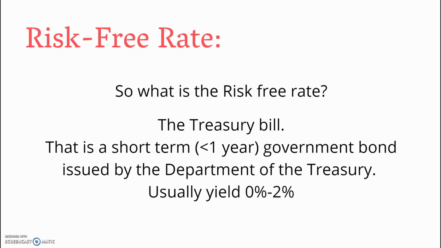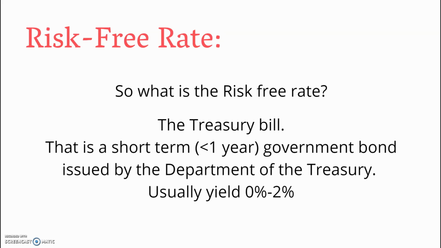So what is the risk-free rate? It's generally accepted to be the rate of the Treasury bill, or T-bill. The Treasury bill is the short-term, less than 1 year, government bond issued by the Department of the Treasury. Through historical data, we can see that it has averaged between 0 and about 2%.